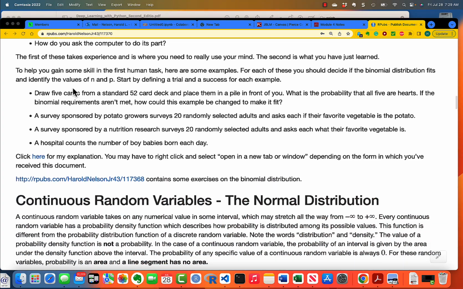And I've got here 1, 2, 3, 4 examples, and you should stop right now and think through these 4 examples and decide whether or not the binomial distribution is appropriate. And after you've done that thinking, click here for my explanation. That's a YouTube video in which I explain these 4.